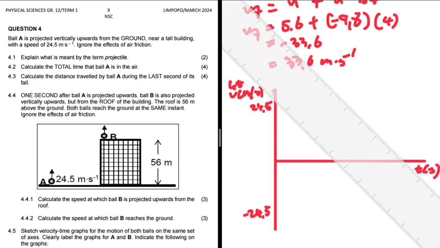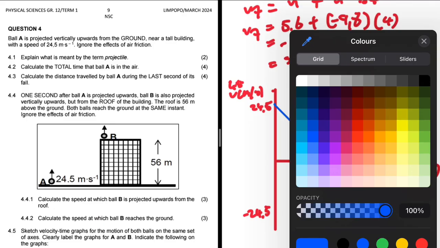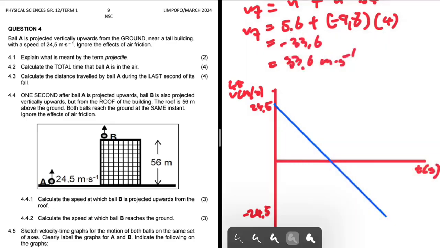Okay, so let me just see which color to use now. Let's use that. So that is the velocity time graph for ball A. Okay, and then let's move to B, right? Let's have some values for B. So B, the initial velocity is 5.6. So we have 5.6 should be somewhere here. That's where we should have 5.6.